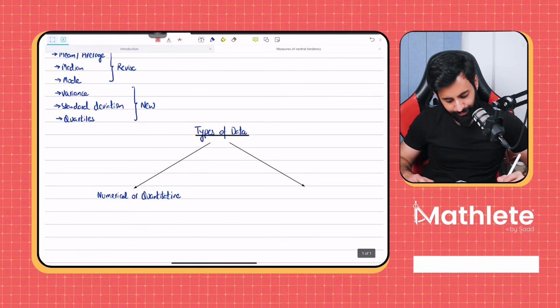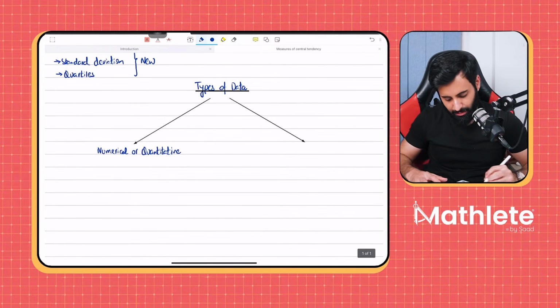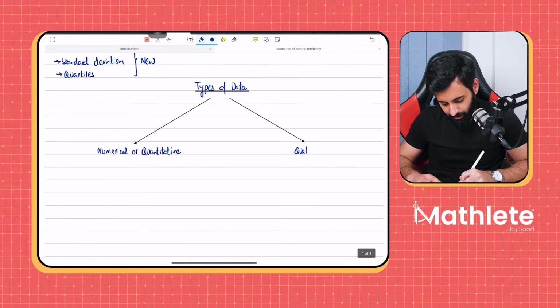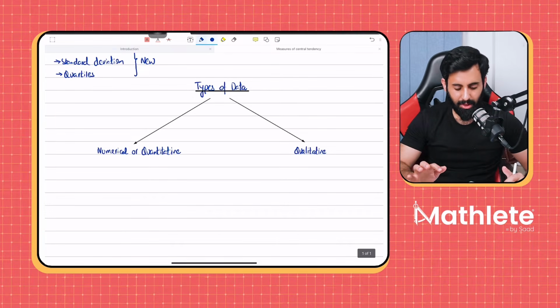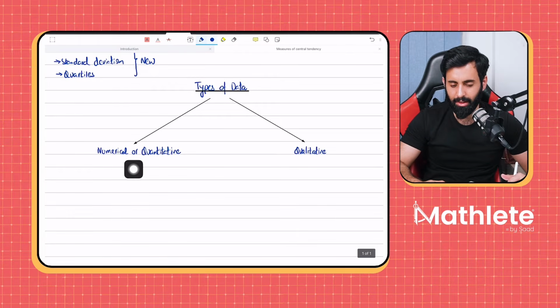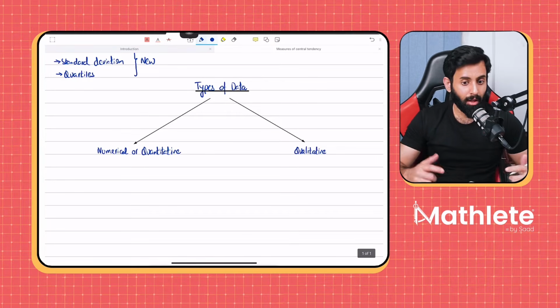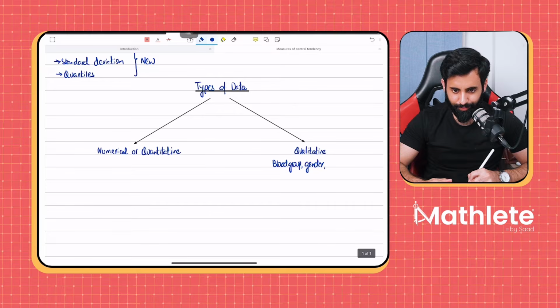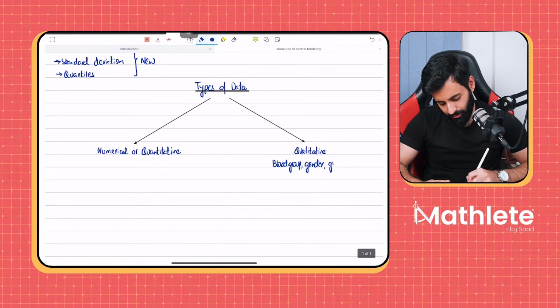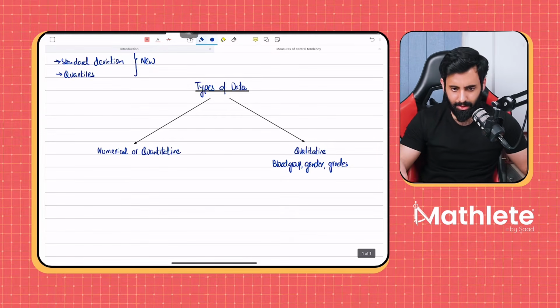The other would be qualitative. Now, can anyone give me an example of qualitative data? Qualitative, or you can say categorical. So, can anyone give me an example of qualitative data? This is very easy, which is why I didn't ask for an example. Very good. Blood group. Okay, so blood group is a good example. Gender, or you can say grade. Okay, now grades are also qualitative. Yes, you have boundaries for each grade, but in itself, grades are qualitative.